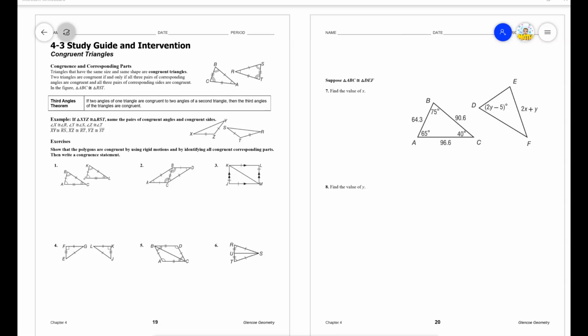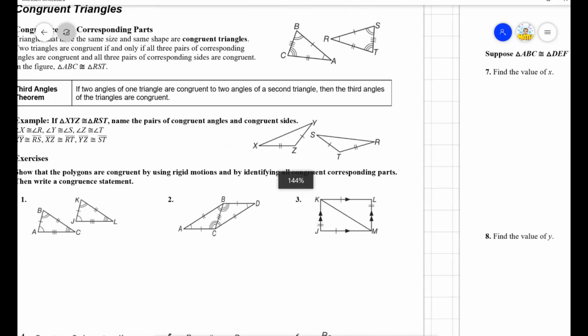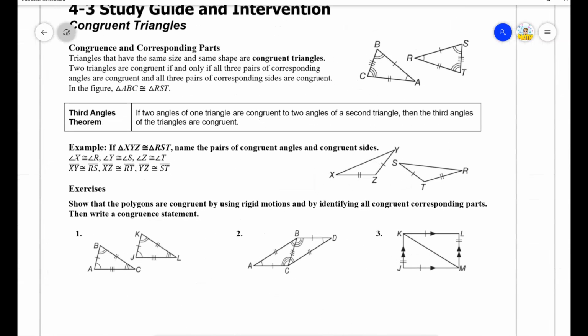Okay, in section 4.3, we're going to combine two concepts that we've seen previously. One is the idea of congruence that we've talked about with angles and line segments before. We can see this unpacked in a picture when we see these hash marks here. We know that side BC is congruent to side ST.